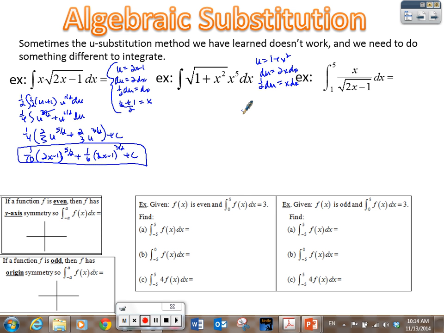So let's try our technique with algebraic substitution. I'm going to take my original, and I'm going to solve for x squared. So that'd be u minus 1. And I'm not going to square root. I actually need 4 x's. That gives me 2 of them, right? I need 4.